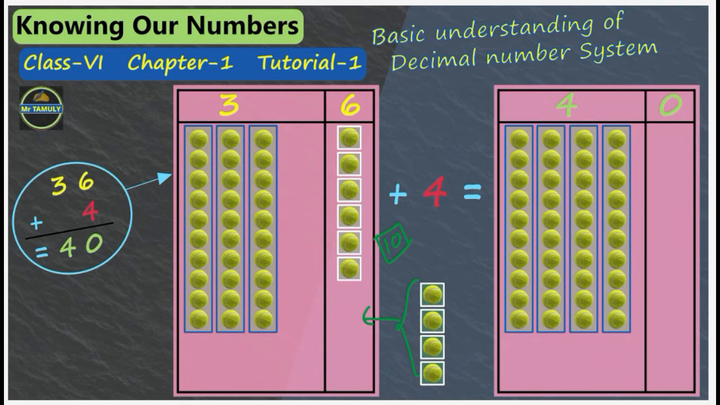So the moment we have a set of 10 tennis balls in ones place, this set of 10 tennis balls will move to the second place, okay? And we will have 4 sets of 10 balls in the tens place, and we will be left with no balls in ones place. So that's how we get 40 when we add 36 with 4. So let's see an animation to understand the movement of the tennis balls here.